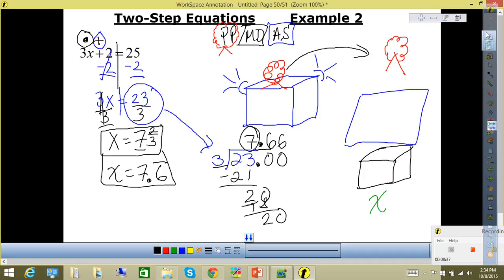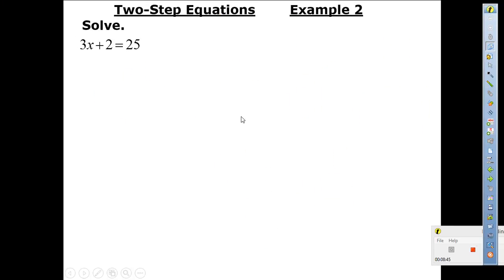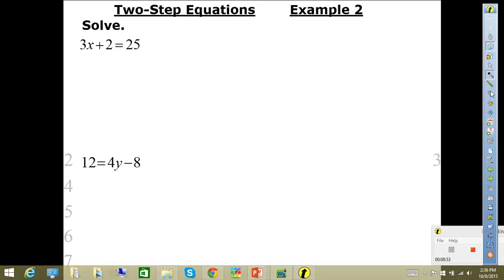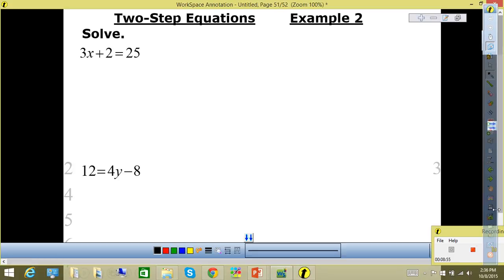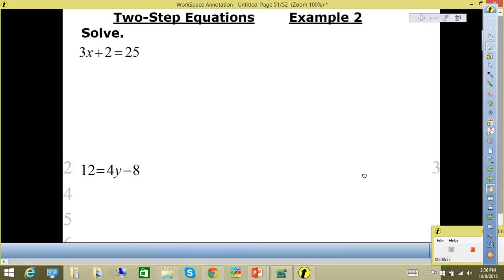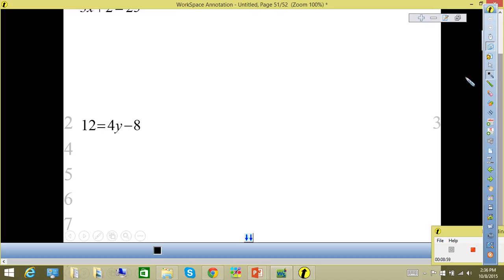All right, here we go. Copy this next one. Example 2b. We got 12 equals 4y minus 8. Copy that. All right, let's do this one together.